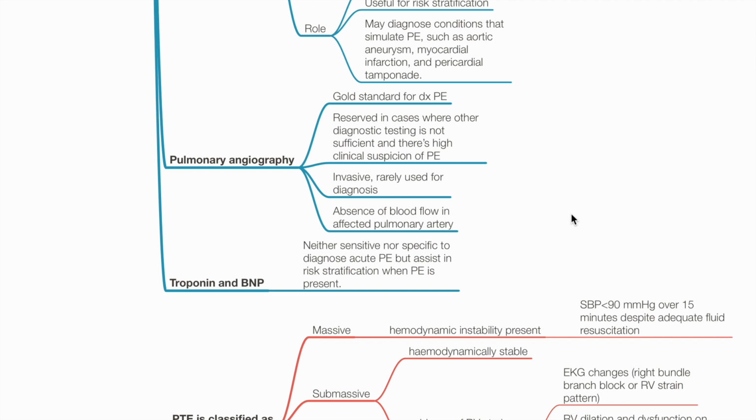Pulmonary angiography is the gold standard for diagnosing PE. This is reserved in cases where other diagnostic testing is not sufficient and there is high clinical suspicion of PE. It is invasive and rarely used for diagnosis. It shows absence of pulmonary blood flow in affected pulmonary artery in PE. Troponin and BNP are neither sensitive nor specific to diagnosing acute PE, but assist in risk stratification.